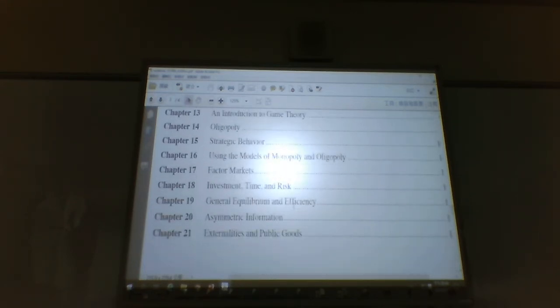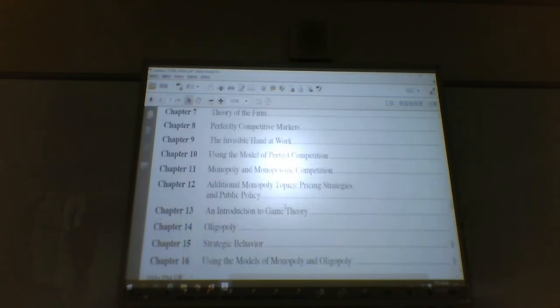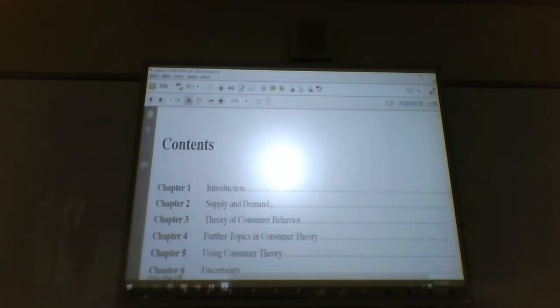Okay, now we get to the introduction of this class. Chapter one, introduction. For the introduction, we're going to talk about some important concepts in microeconomics. For this part, I don't quite like the book because it doesn't cover opportunity costs and some other things well enough. So in the meantime, I will add some other supplemental materials.